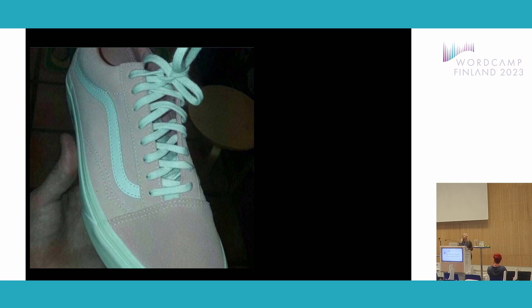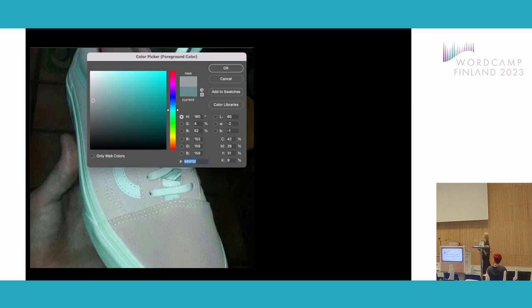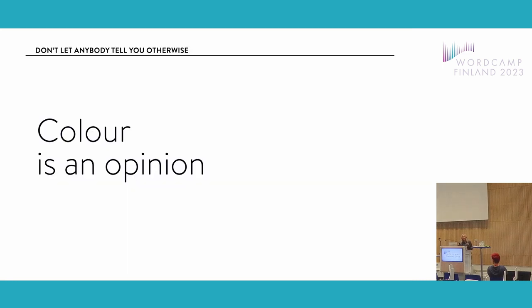Because everybody around me was saying it's gray, I went to Photoshop and I checked it and it is flipping gray. It just is. And Photoshop lies on lots of things, but not this one. This is actually a gray shoe. I see it as pink. I don't care what anybody else says. That's it. The whole point is that color is an opinion. And don't let anybody tell you otherwise.